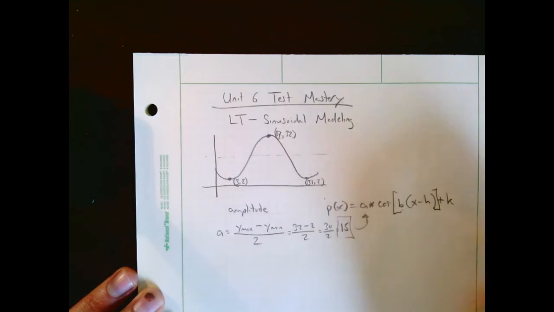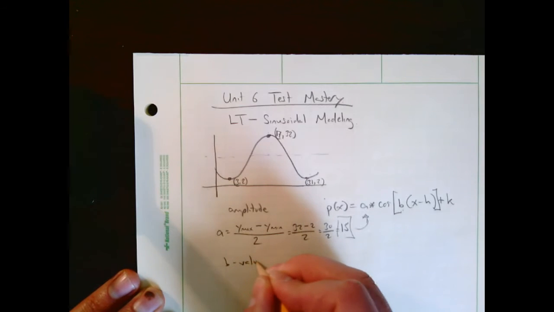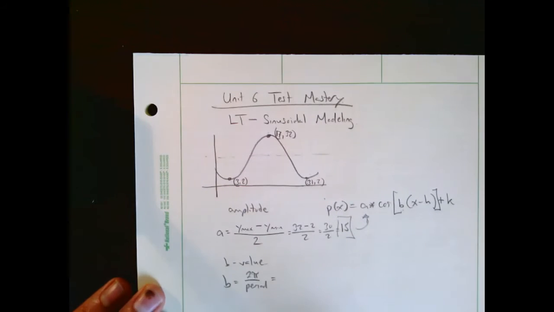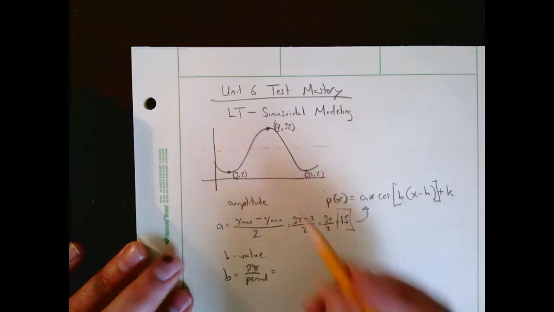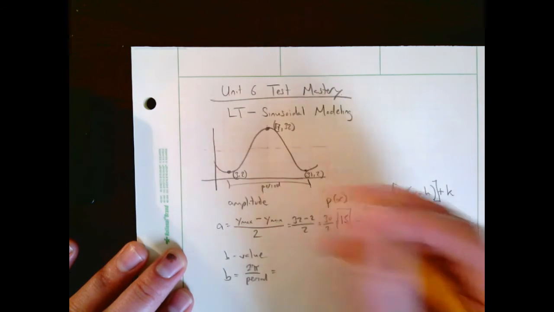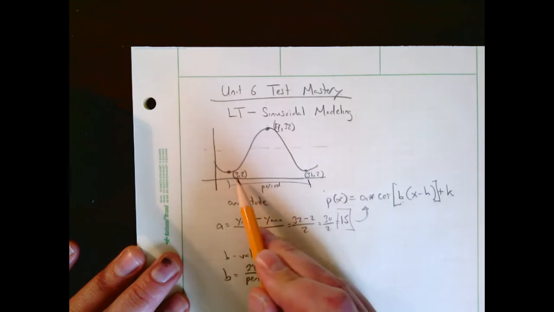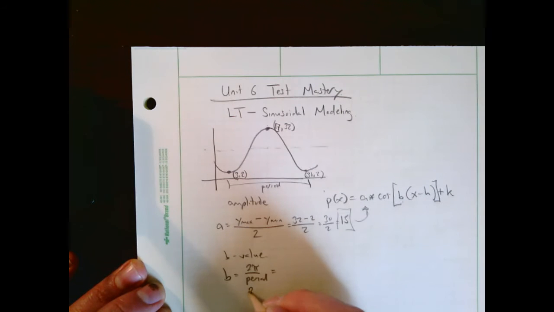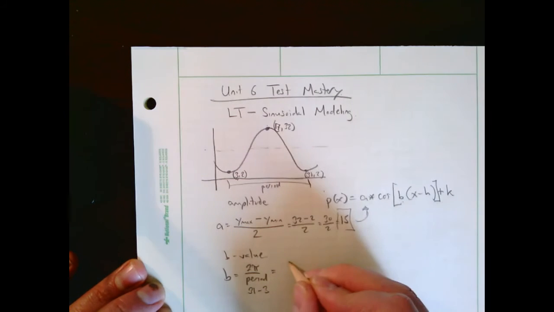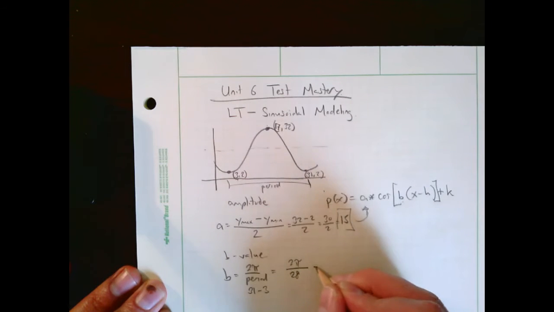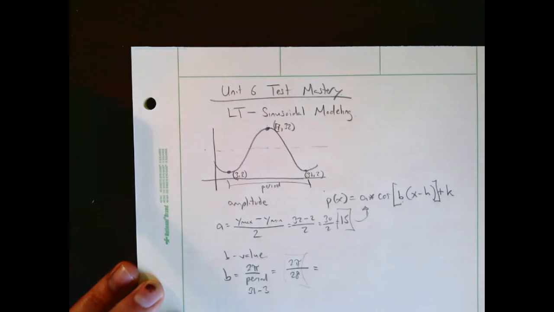Okay, let's talk about that b value. That b value is going to be 2 pi over your period every single time. Period is how long this thing takes to repeat itself. Looks like that's happening here. So from 3 to 31 is the period. So I'm going to do 31 minus 3. That's 2 pi over 28. You may leave your b value as 2 pi over 28.